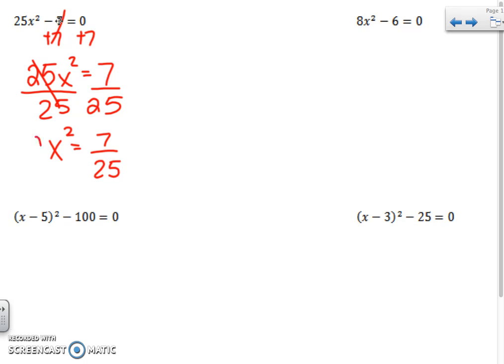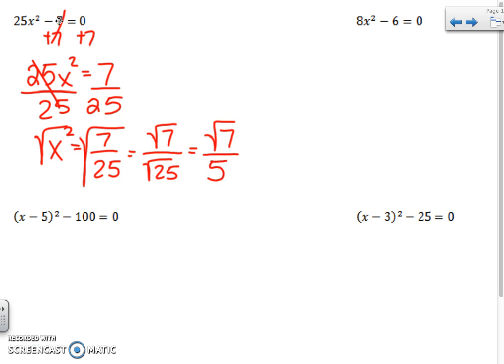Okay, I'm going to take the square root of both sides. Okay, when I take the square root of a fraction, remember, that becomes square root of 7 on top and square root of 25 on bottom. Okay, square root of 7 cannot be reduced because 7 is a prime number, but the square root of 25 is a 5. Okay, so your final answer would be x equals plus or minus square root of 7 over 5. Okay, so don't forget, every time you're taking the square root, you got plus minus.